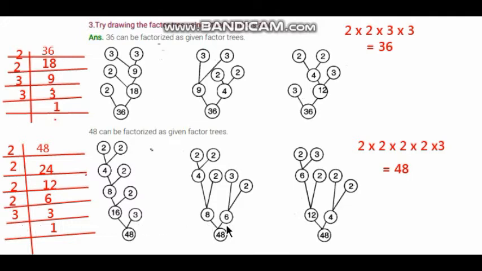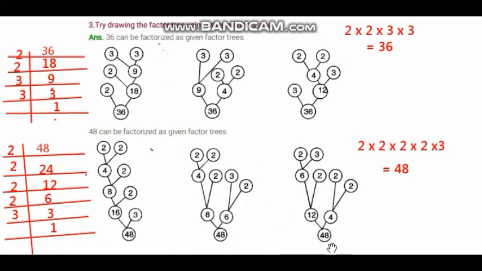So 8 into 6. So 6 is split into 2. So 3 2s are 6, and 8: 4 2s are 8. Here 4 is again split into 2. 2 2s are 4. So 2 into 2 into 2 into 3 into 2. These all are the factors.